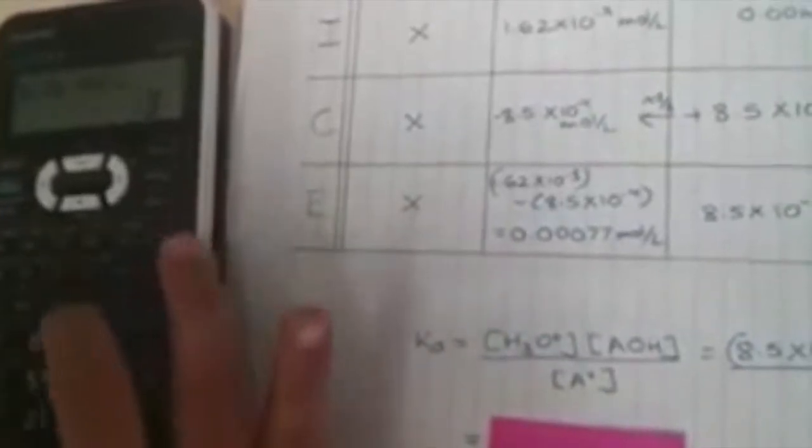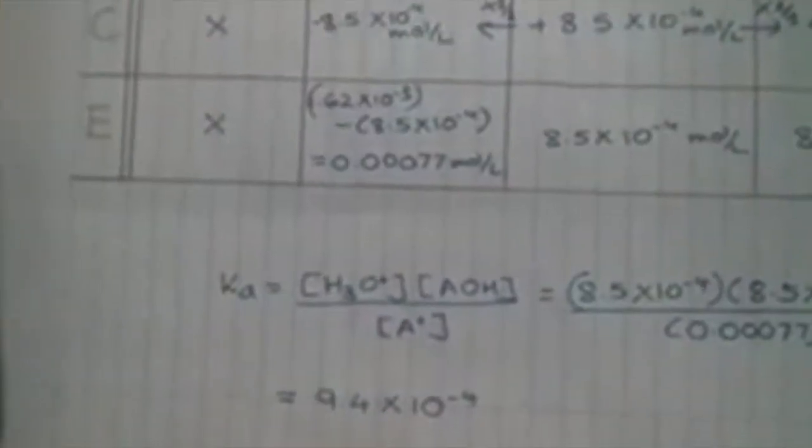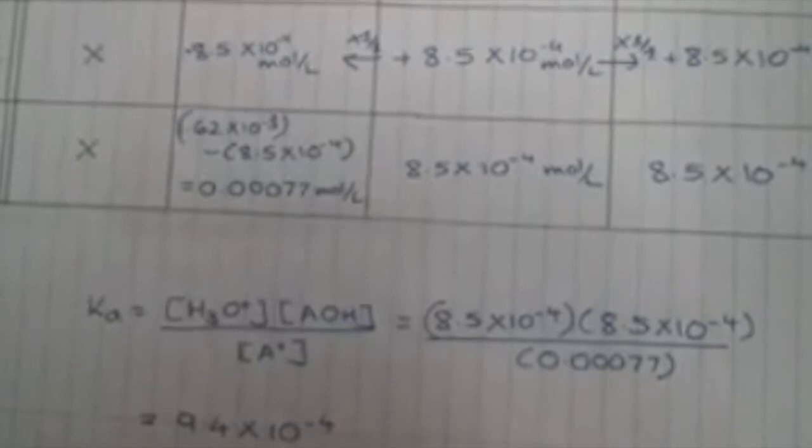When you plug that into your calculator, you get this number in scientific notation. Therefore, the Ka of anthocyanins is 9.4 times 10 to the negative 4.